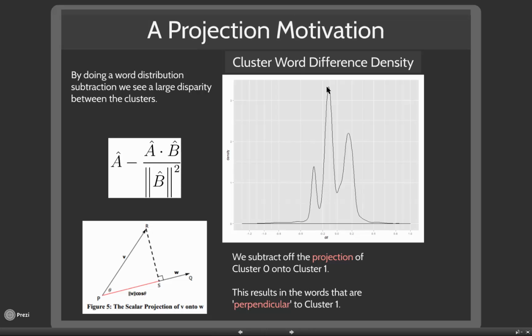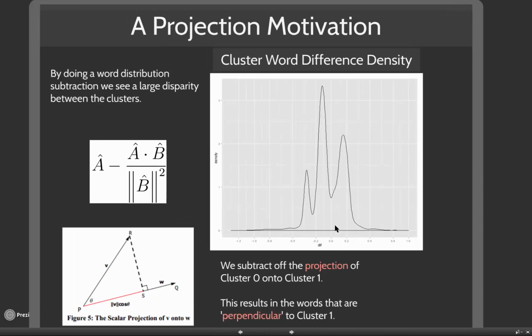The words that have high importance for both or low importance for both end up having values close to 0. You can see the mean is quite close to 0 for this middle peak here. Words that describe one cluster but not the other might be negative or positive, but we should expect to see this three-peak density. And it's nice that this ends up being the result.